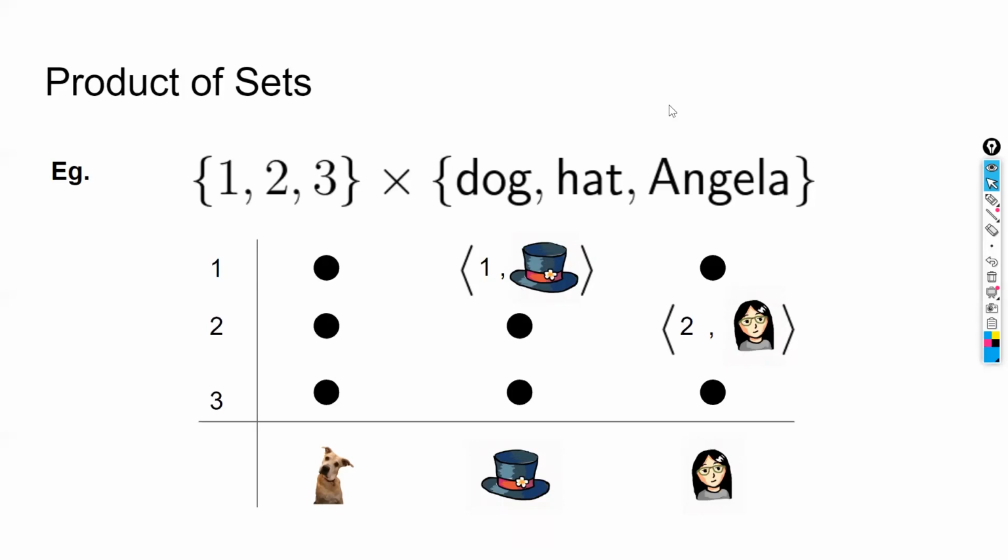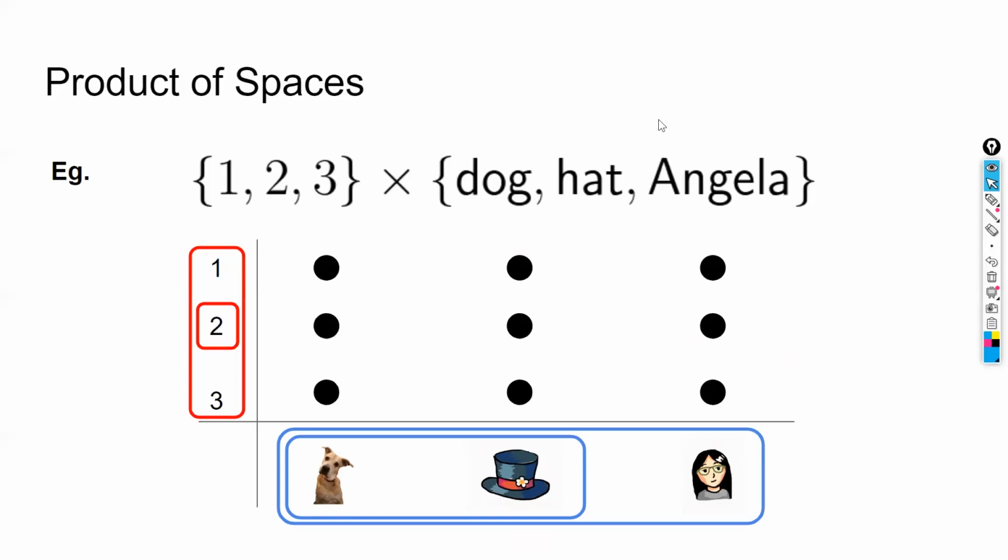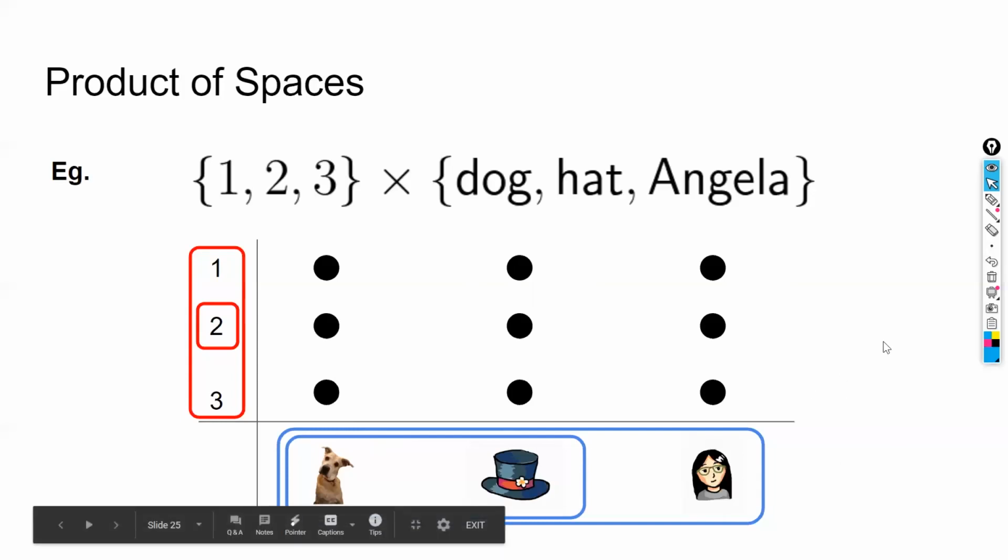Okay, so maybe let's actually try looking at what the product of two spaces should be like, and maybe just take some guesses as to how this should go. So here's just an example topology on {1, 2, 3}. There's the whole space, and then there's also the set just containing 2, and these are the 2 open sets in the topology which are not empty. And down here we have the whole space, we have the dog and the hat as our 2 open sets, in addition to the empty set.